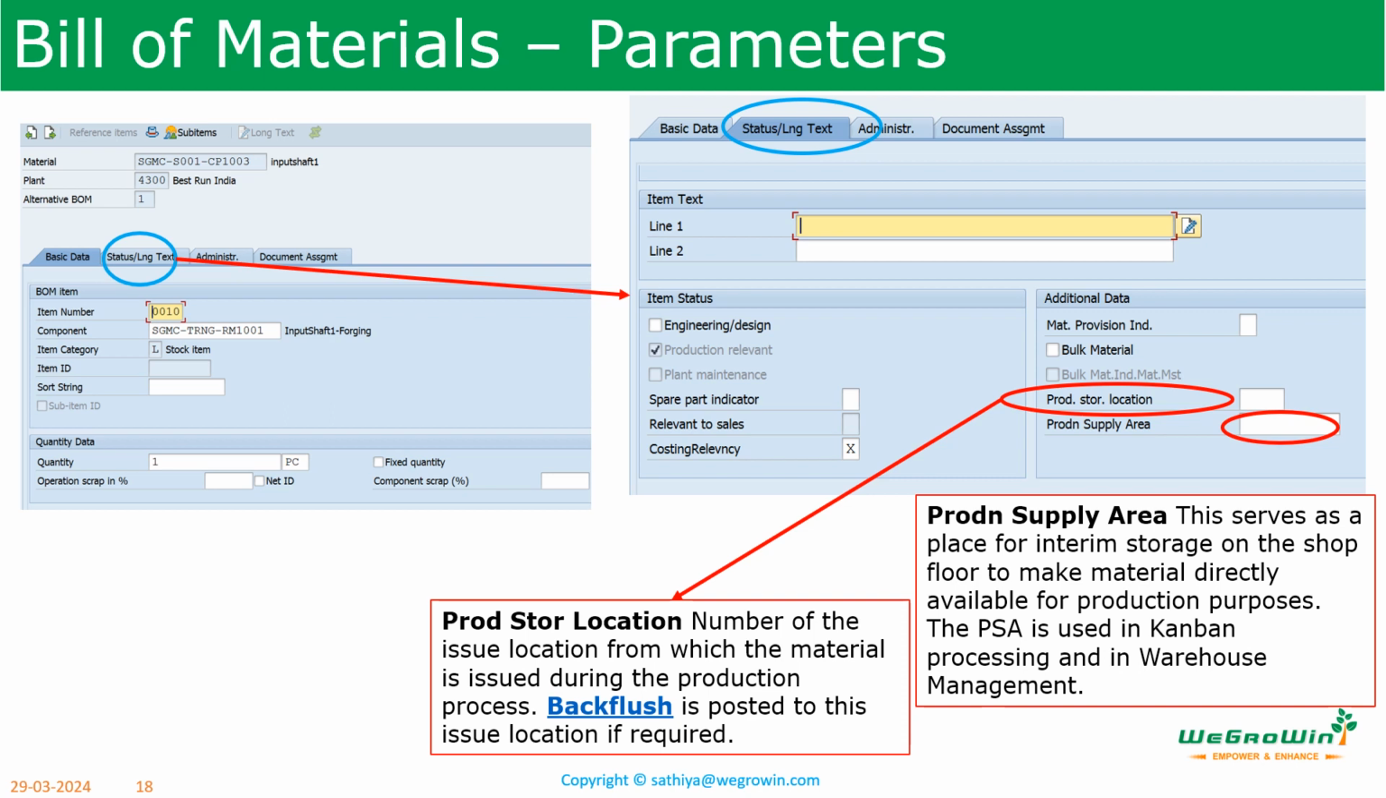Next is the production supply area. Production supply area serves as a place for interim storage on the shop floor to make material directly available for production purpose. So this is used in Kanban processing. When we implement Kanban process, this field will be used.